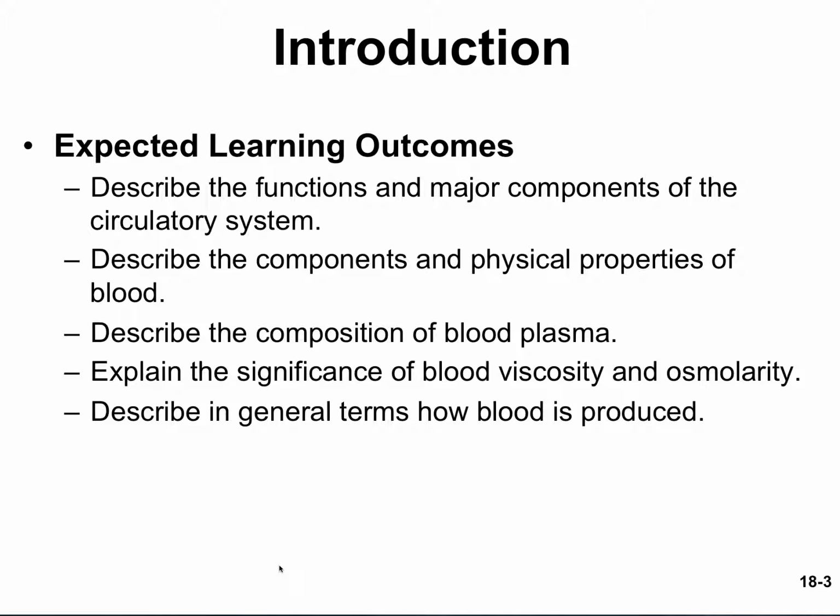The expected learning outcomes. Describe the functions and major components of the circulatory system. Describe the components and physical properties of blood. Describe the composition of blood plasma. Explain the significance of blood viscosity and osmolarity. And describe in general how blood is produced.